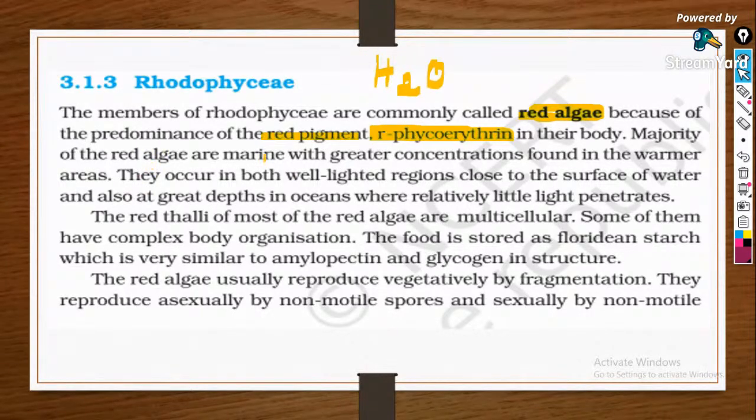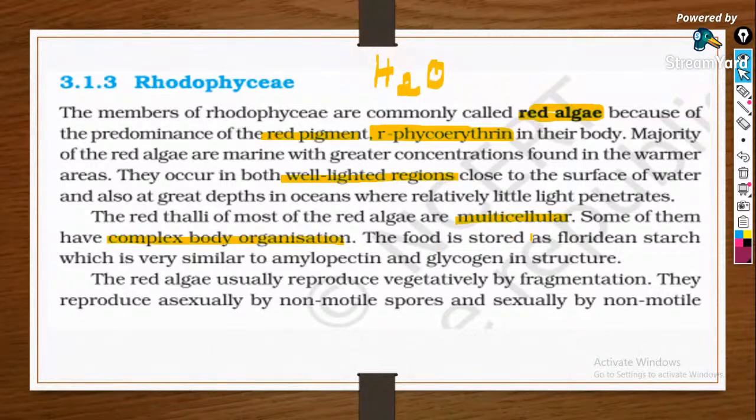Majority of the red algae are found in greater concentration in the warmer areas. They occur in both well-lighted regions close to the surface of water and also at great depths in the oceans, where relatively little light penetrates. The red thalli of the red algae are multicellular, and some of them have complex body organization.